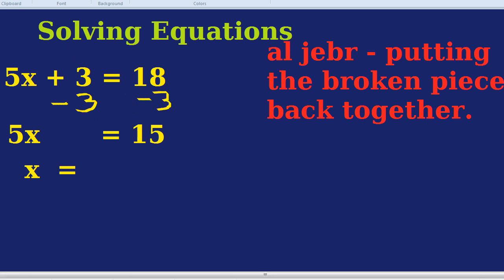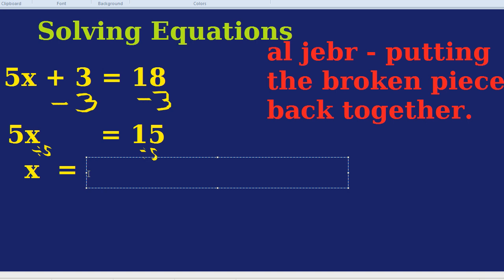Just to make that clear, I'll write down divide by 5 and divide by 5. 15 divided by 5 is 3. So all the pieces have been put back together and we just have a simple letter, x, and a simple number, 3. So x equals 3.